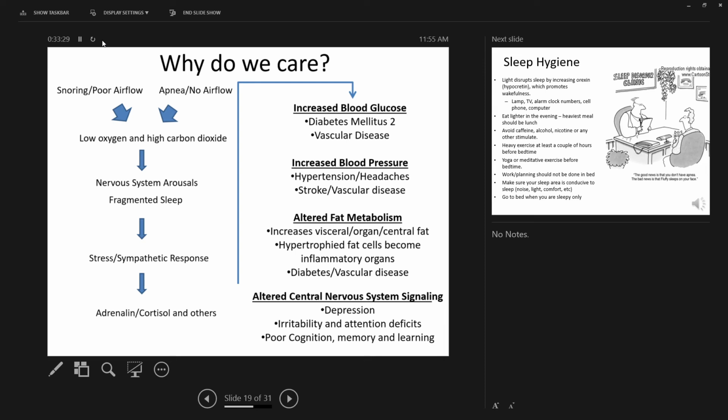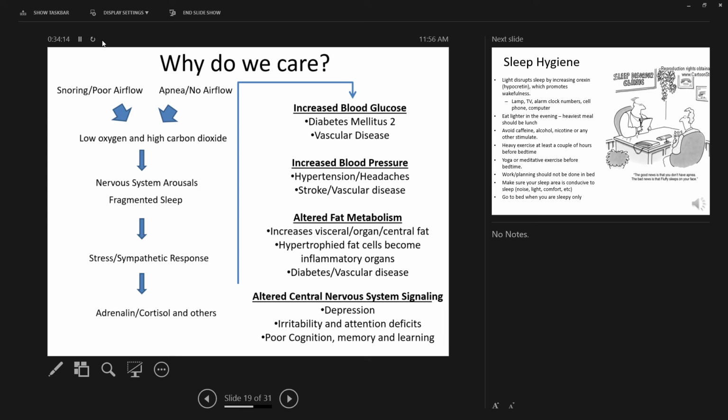So for example, people that have a lot of fragmented sleep, apneas, etc., tend to have an increased blood glucose level. Well, when cortisol is released, it also increases blood glucose because you need glucose for fight or flight. That's the sympathetic response. Well, over time, this can result in diabetes mellitus type 2 and vascular disease like atherosclerosis. These people will also experience higher blood pressure because of the sympathetic response. This can lead to hypertension, which can lead to headaches, which over a long period of time can lead to stroke and vascular disease.